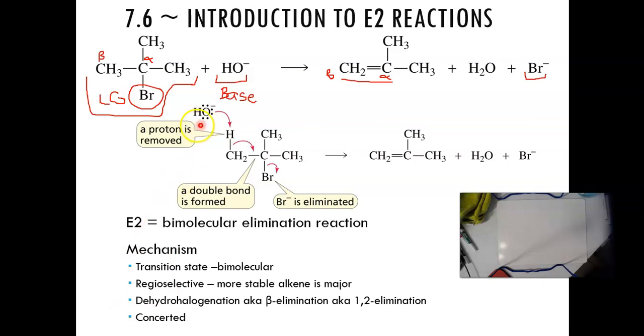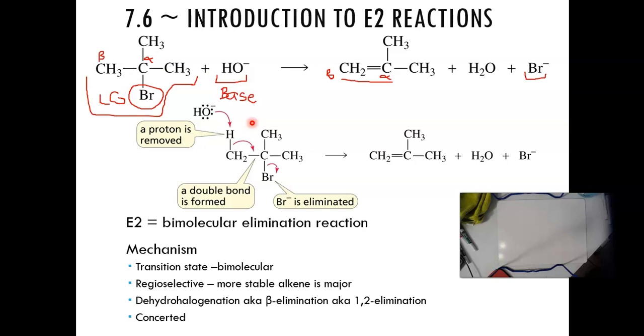So here's our base. This reaction is going to require 3 electron pushing arrows, and it's a concerted reaction, with everything happening at once, so it's in concert with each other. So here's our first arrow. Our base is forming a bond with our hydrogen. So this is a proton transfer step.